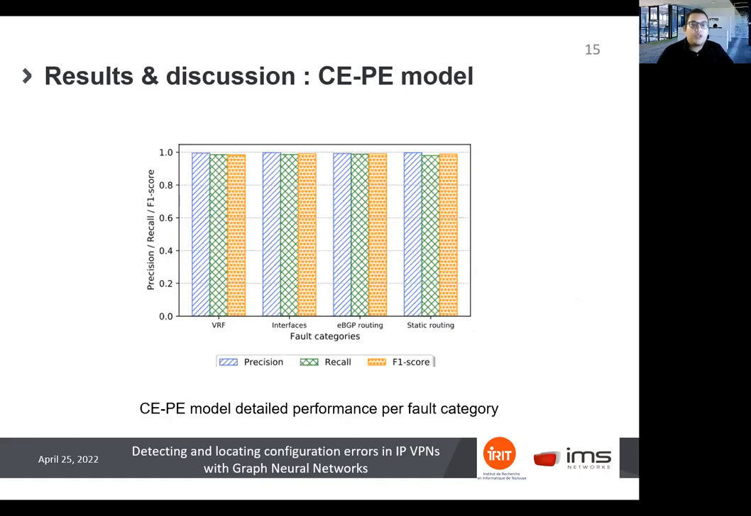The figure on the slide shows performance results for the CE-PE routing model. We chose to group the 29 error classes into 4 categories for better readability. The CE-PE routing model performs very well for all 4 categories. It can detect configuration errors, whether static routing or external BGP routing is used.